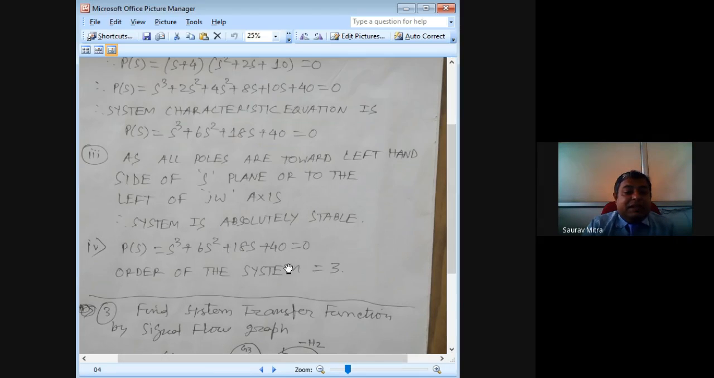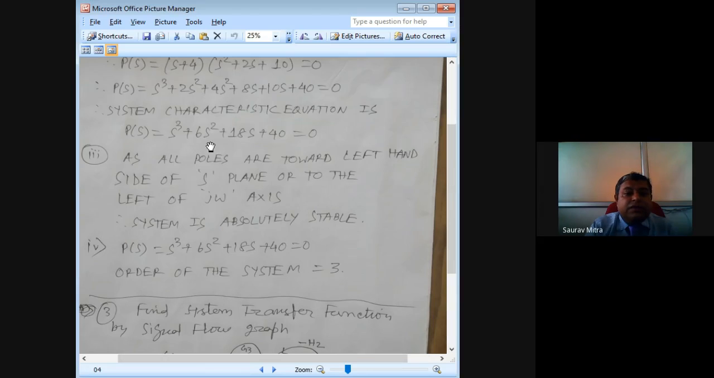Order of the system is equal to 3. How do you find the order of the system? The order of the system is found from the characteristic equation polynomial, and whatever is the highest order of S in that polynomial, that is the order of the system. The order of the system gives you the number of energy storing elements in the system. So what kind of system is this? We don't know. But whatever the system is, there are 3 energy storing elements in the system. That is the significance of system order.